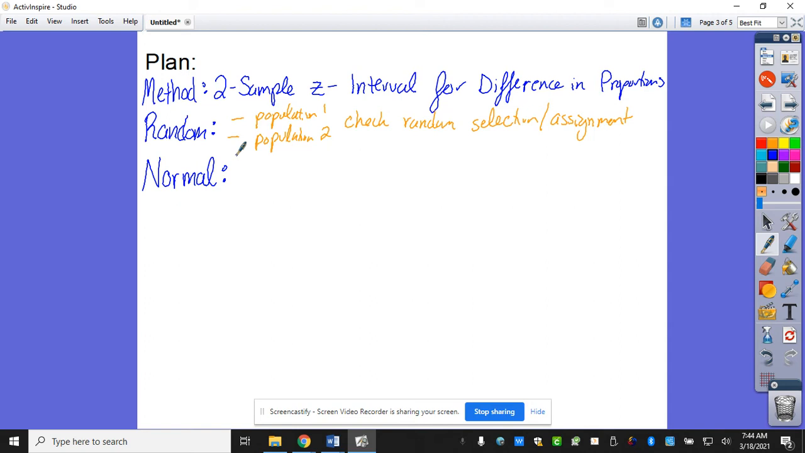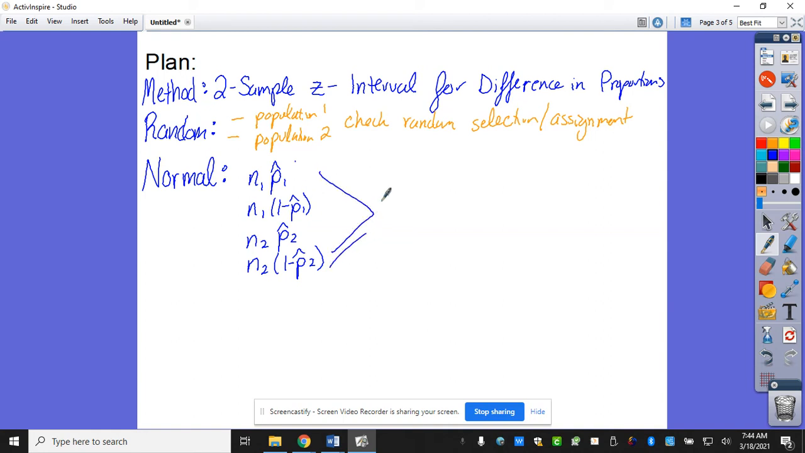We are doing an interval, which means we are estimating a parameter. So am I given the actual parameter? No, which means I have to, by default, use what? I have to use p hat. But we have to check it for both samples. So I'm doing n1 times p hat 1, n1 times 1 minus p hat 1, n2 times p hat 2, and n2 times 1 minus p hat 2. And each of these have to be greater than or equal to 10.